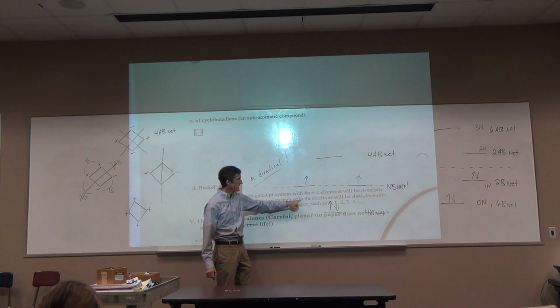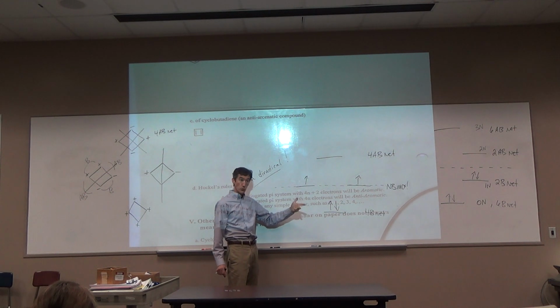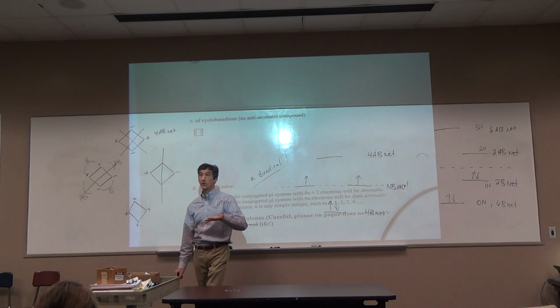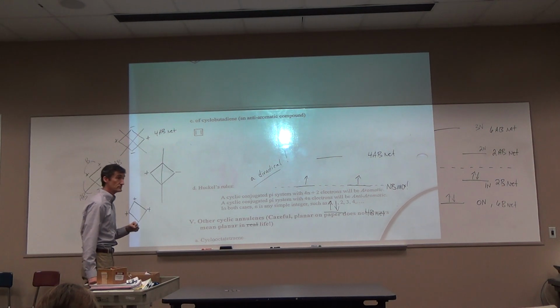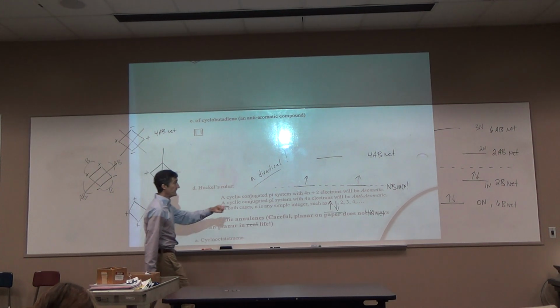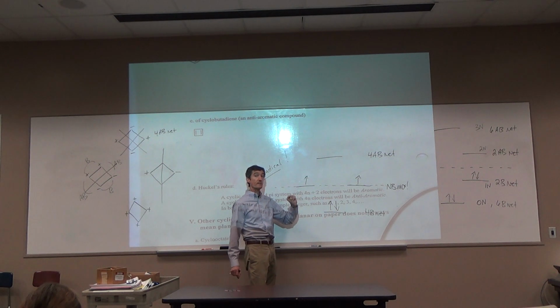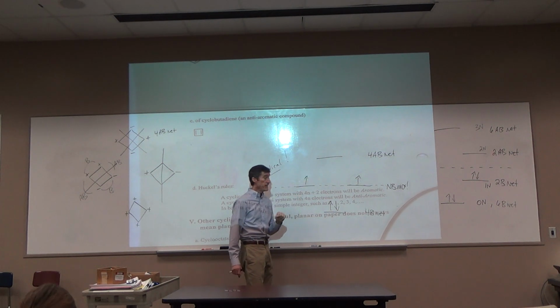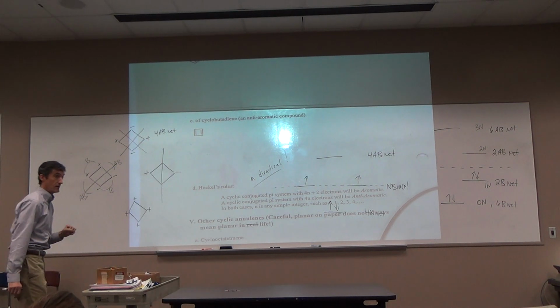Which should be anti-aromatic? Well, what if n was 1? 4. n was 2? 8. 12. 4, 8, 12, 16, those should be anti-aromatic. What if n up here was 0? 2. You can have some aromatics with just 2. That would be where n equals 0 in Huckel's rule. Okay?